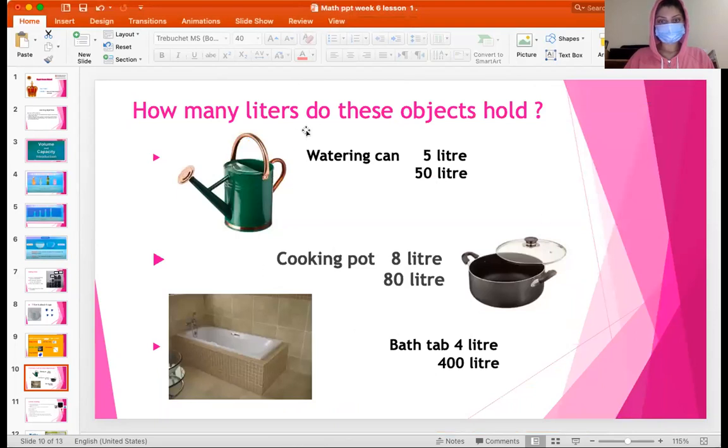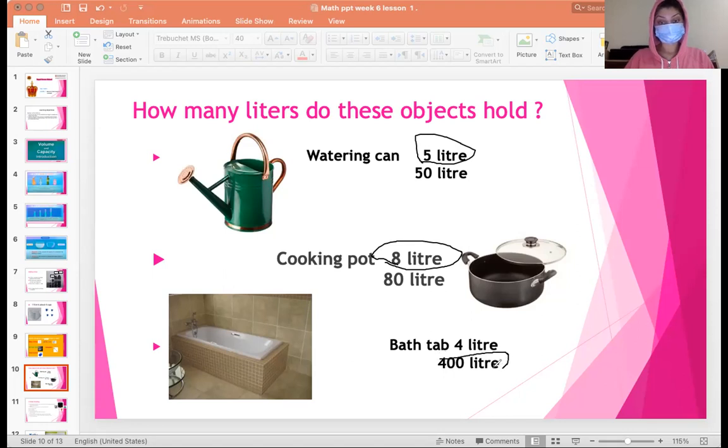How many liters do these objects hold? Watering can, 5 liters or 50 liters? What do you think? I will definitely go for 5 liters. What about this one? Definitely 8 liters. What about this one? I think 400 liters. Okay, so try to imagine the difference between them in size.